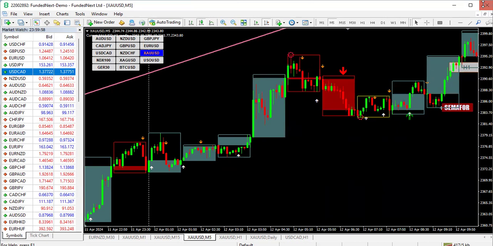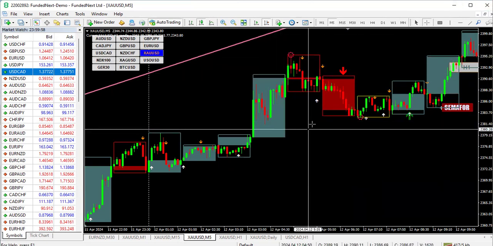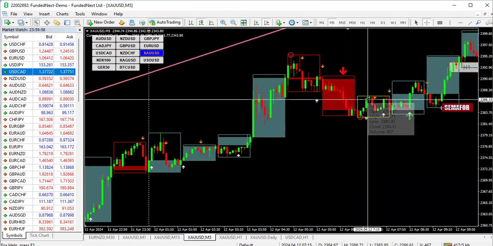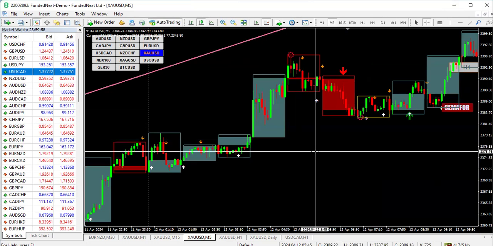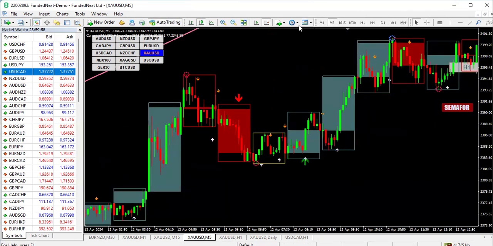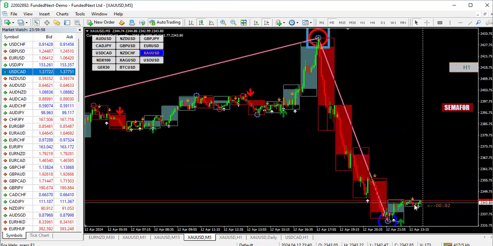So now let me explain what this box is. These boxes you see, this red box, this blue box, they are the 1 hour candle. Just for you to see the 1 hour candle on the 5 minutes. So if I go to the 1 hour, just for explanation purposes, it doesn't really matter.